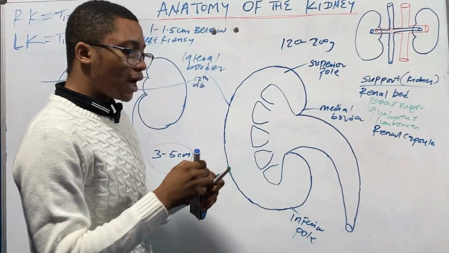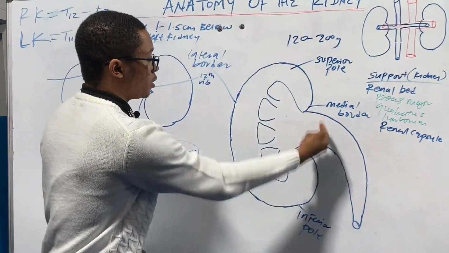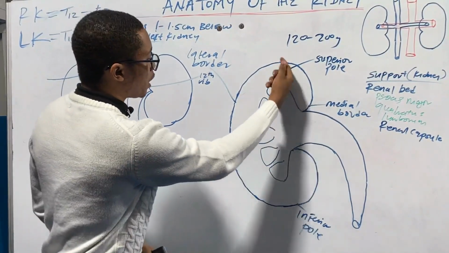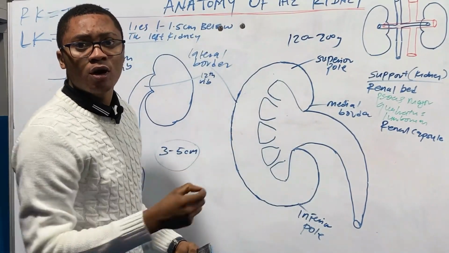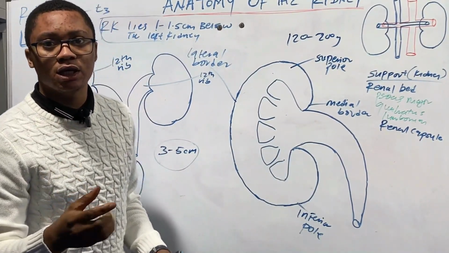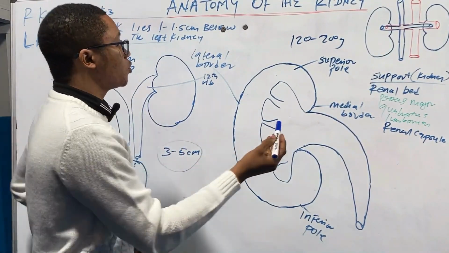The renal capsule is a connective tissue that surrounds and covers the kidney. It can actually be peeled off, but in some kidney diseases, it sticks together with the kidney.